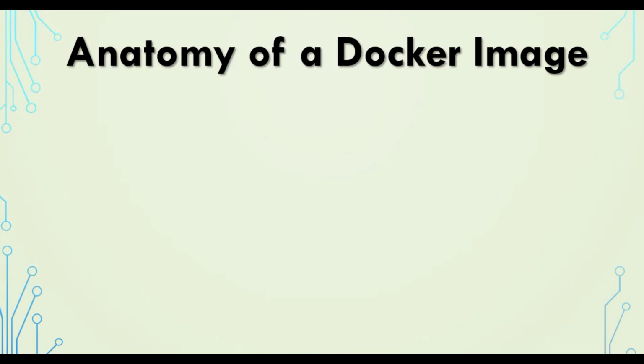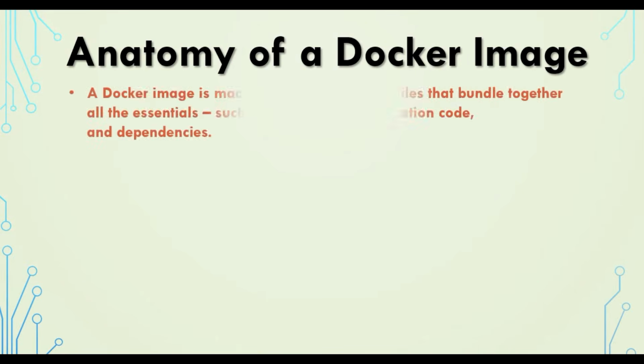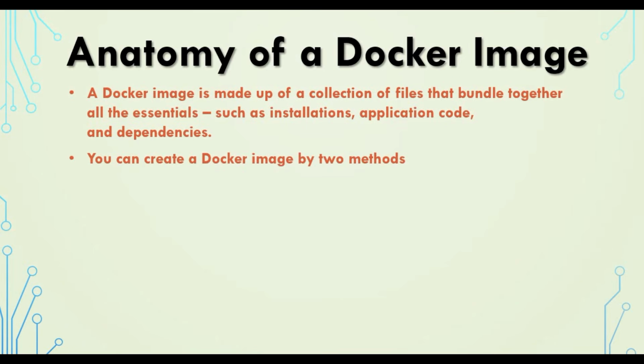Okay, so now let's talk about the anatomy of a Docker image, right? As I explained, once you create a Docker image, you can run it as a container, but the Docker image is the place where you have all the instructions. A Docker image is made up of a collection of files that bundle together all the essentials, such as the installation, application code, and all the dependencies your application needs to run, which are put into a descriptive model.